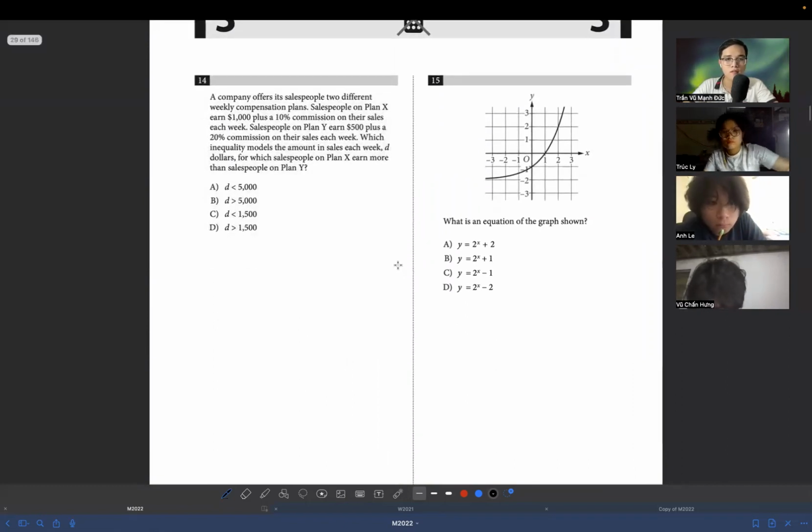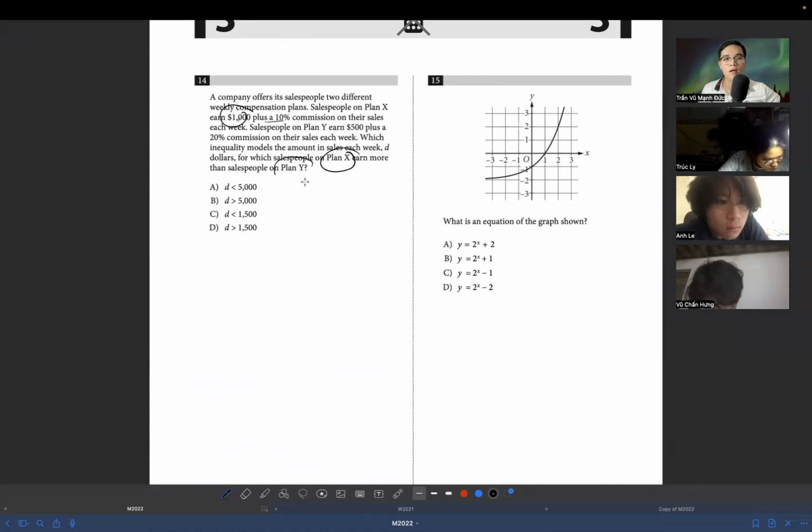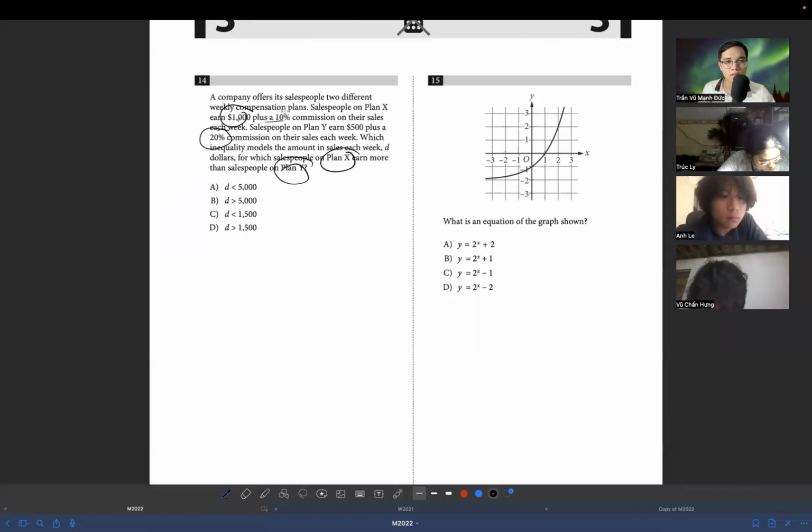Oh, wait, why did I just screen capture it? A company offers its salespeople 2 different weekly compensation plans. Salespeople on Plan X earn $1,000 plus a 10% commission on their sales each week. Salespeople on Plan Y earn $500 plus 20% commission on their sales each week. Which inequality models the amount in sales each week, D dollars, for which salespeople on X earn more than Y? So we have this 20% commission, and this is 10% commission.